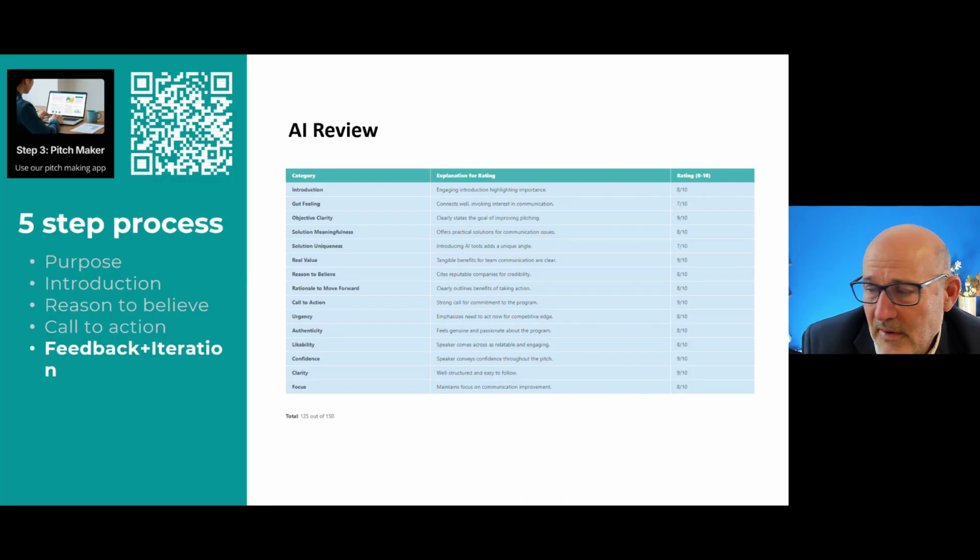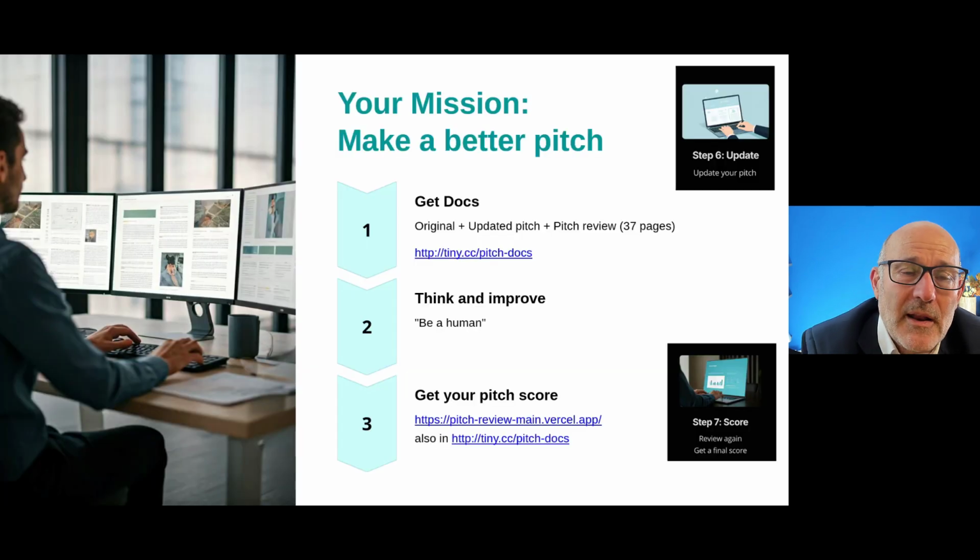But if I look at the results here, we're seeing something that's better, a score of around 125. Now, what I'd like you to do is take this information and try to make a better pitch. So you go to the docs, you'll have the original pitch, the updated pitch, and the pitch review. Then I want you to be a human being and to think and improve. Create a new and improved version of your pitch and get a pitch score.